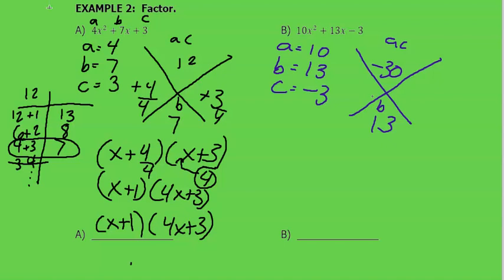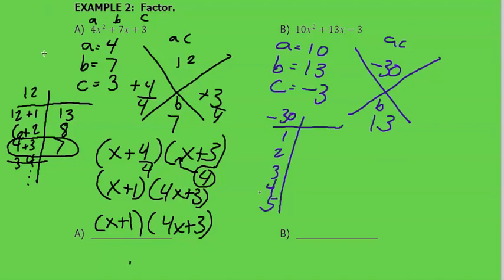From there you want to find two numbers that multiply to give you negative 30 and add to give you 13. Let's write out the factor pairs of negative 30. 1, 2, 3, 4, 5. Okay, and then from there you're going to write the other factor of each pair.